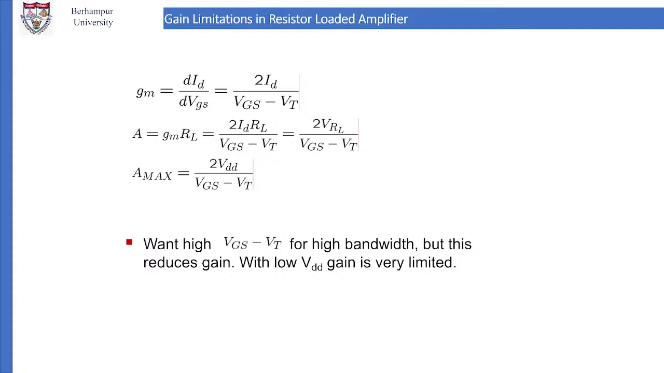So this puts limitations on the gain in the resistor loaded amplifier. If you consider a resistor loaded amplifier, the limitation on gain is due to VDD. Low VDD gives lower gain. Higher bandwidth requires VGS minus VT to be higher, and that also reduces the gain. So these are the two factors which affect the gain.